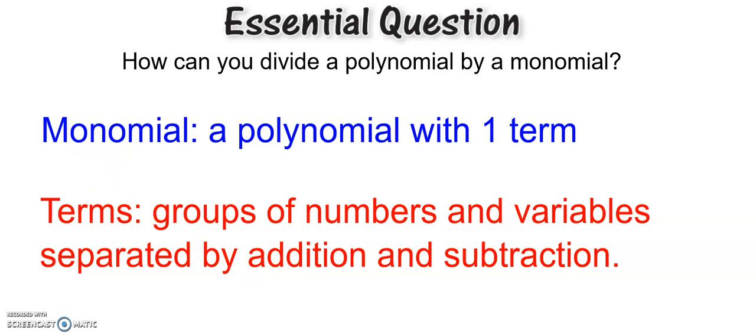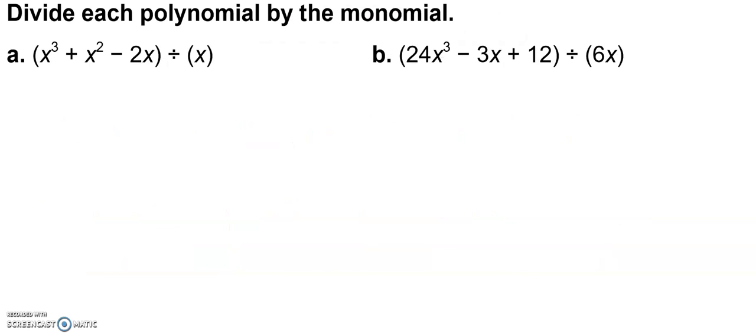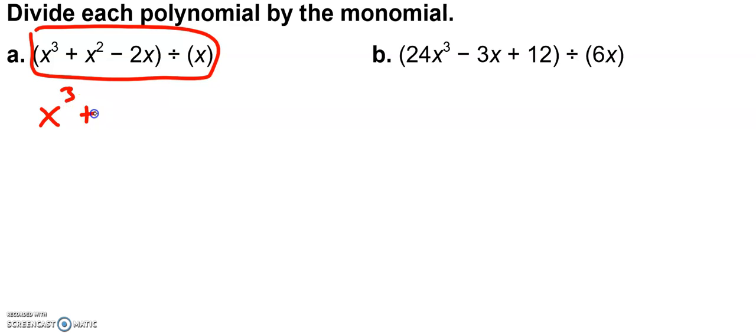So how can we divide a polynomial by a monomial? Great question. Glad you asked. Let's get to it. The nice thing is, if we're dividing a polynomial by a monomial, we can see here, this is one term, this is one term. First, I'm just going to rewrite this so that we can see it a little better. Remember that this notation is the same thing as x to the third plus x squared minus 2x all over x. The reason why I rewrote it like this is because this helps us understand the process better.